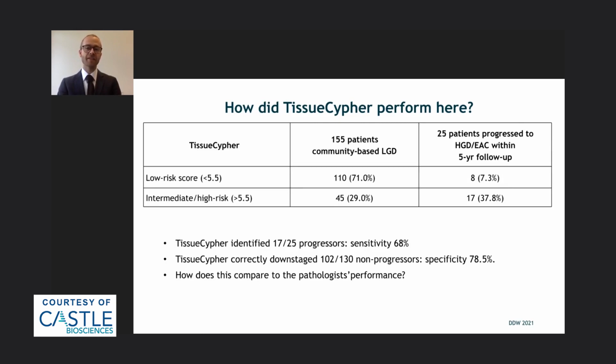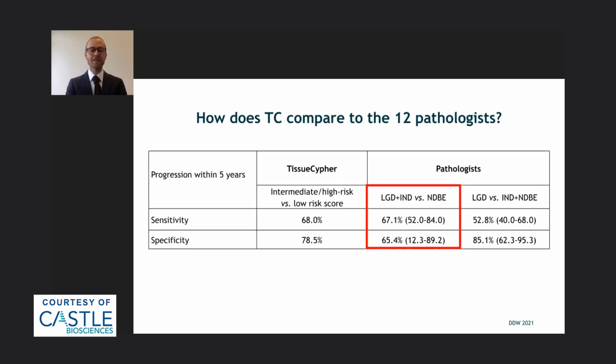On the other hand, TissueCypher correctly downstaged 102 out of the 130 non-progressors, resulting in a specificity of 78.5%. But how does this compare to the pathologists' performance? So this depends a little bit on where we put the indefinite of the pathologists. If we group low-grade dysplasia and indefinite, as it is generally done in daily practice, we end up with a sensitivity of 67% and a specificity of 65% for the pathologists.